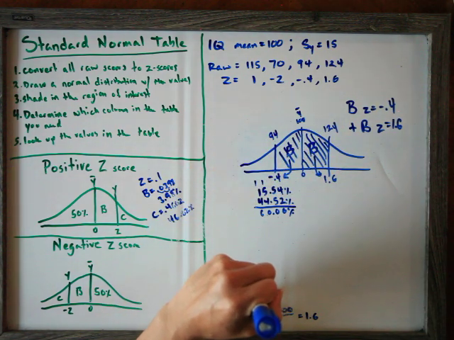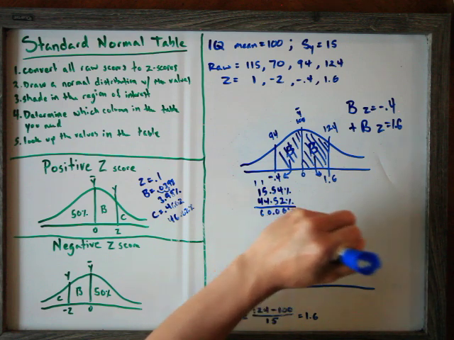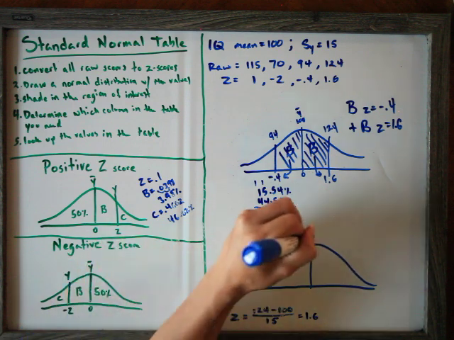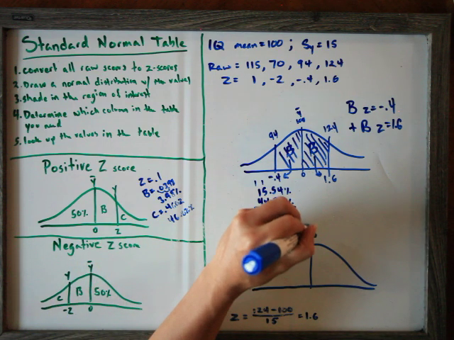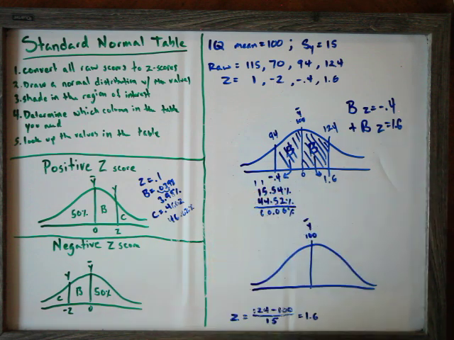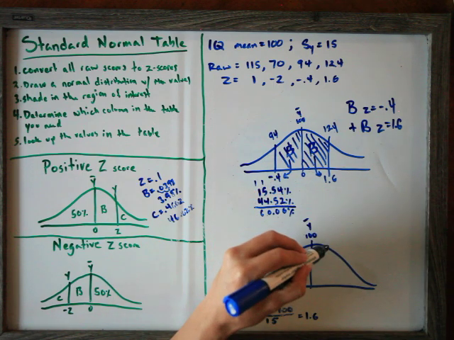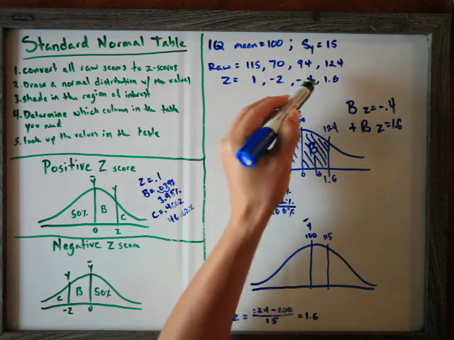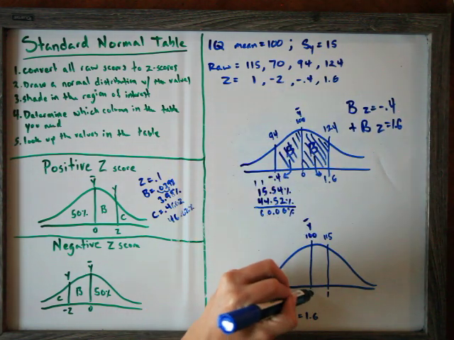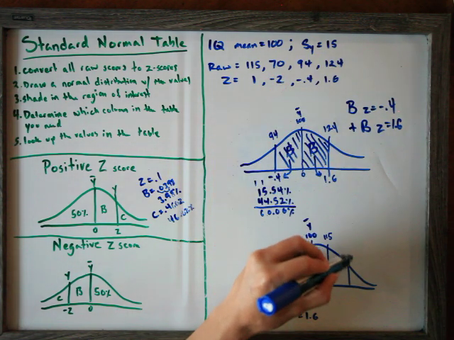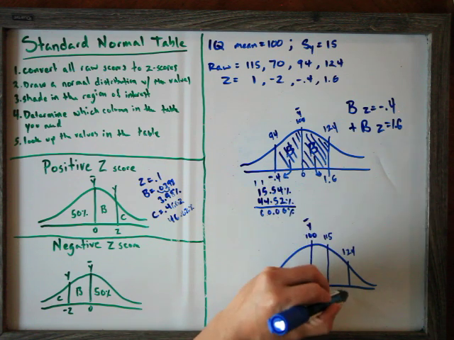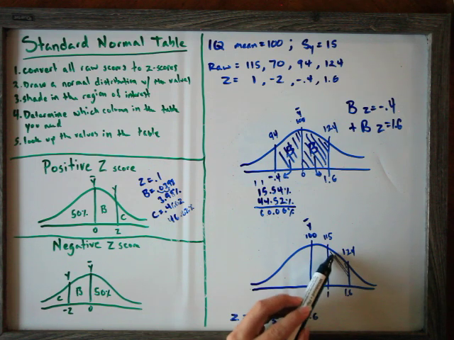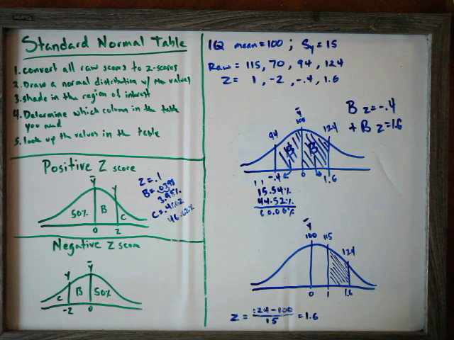Okay? But what about if I asked you what scores are between 124 and 115? Both of those scores are above the mean, right? Both of those scores are above the mean. So here we're going to draw a line for 115, which has a z-score of 1. And we're going to draw a line for 124, which has a z-score of 1.6. So I'm interested in the area between those two, which is this area here, right? How do I find that?